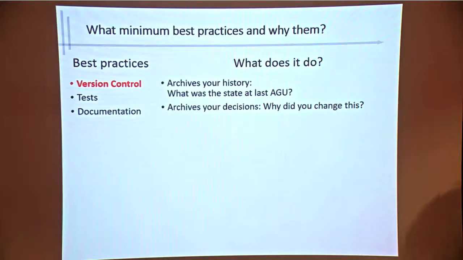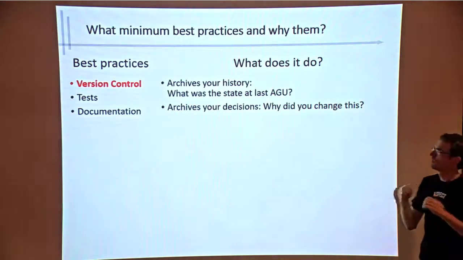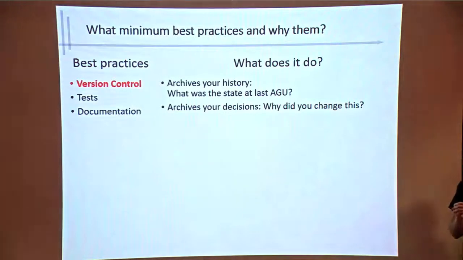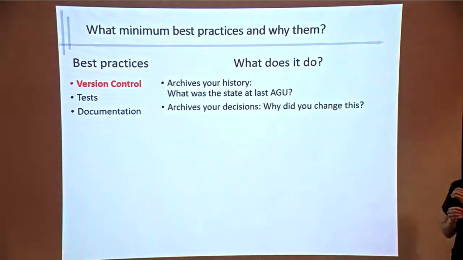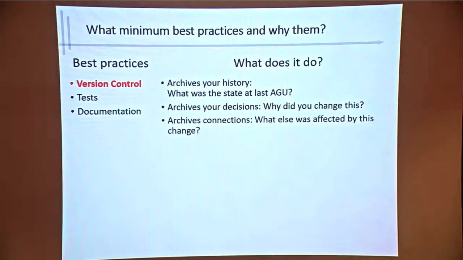It also archives the decisions that you make, because every time you make a new commit or you save a new snapshot, you put a message there and shortly explain why you changed this. It also tells you what other files were affected by this change, so it archives the connections. And you can safely test inside of the same directory without having to be afraid of breaking something. You don't any longer need to make backup copies just in case you break something and can't go back.